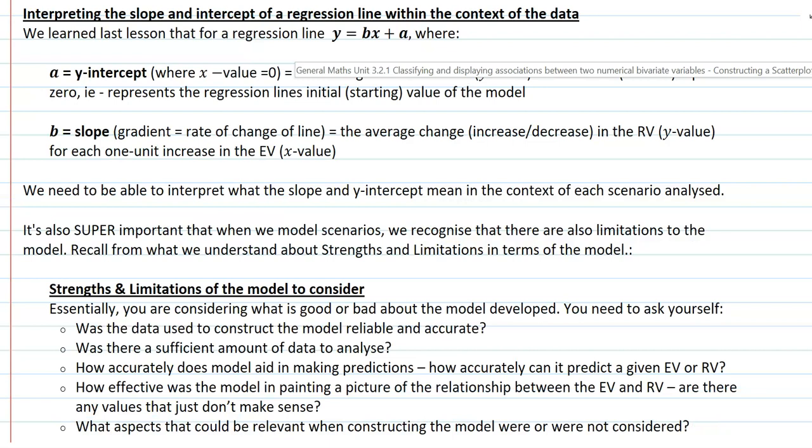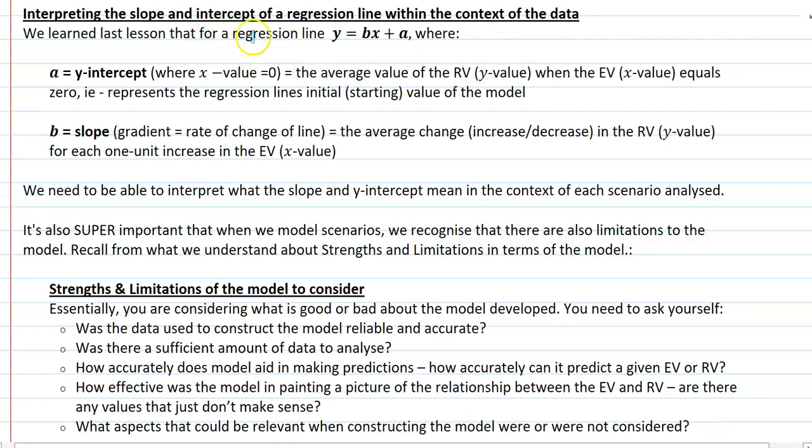Last lesson, we looked at the general form of a regression line. A is our y-intercept value, where the x value is 0. So given our model, that's showing the average value of our response variable when our explanatory variable equals 0. So that potentially represents the initial or starting value of the model.